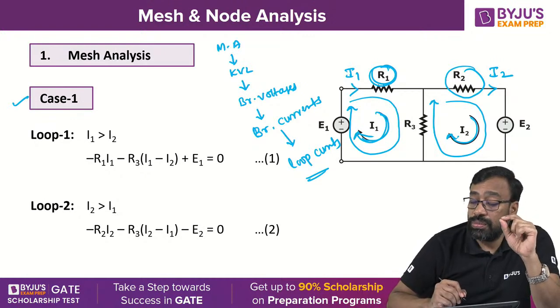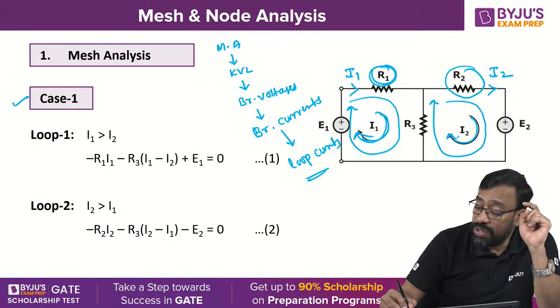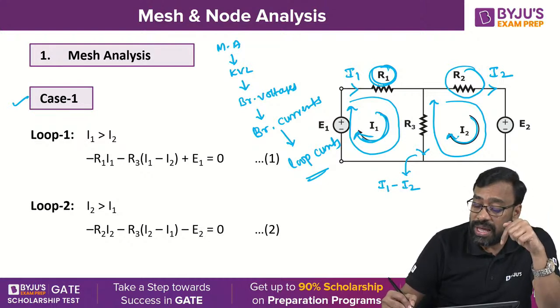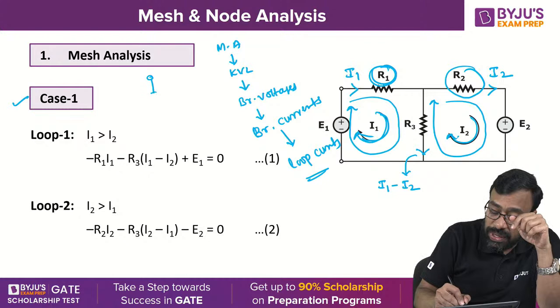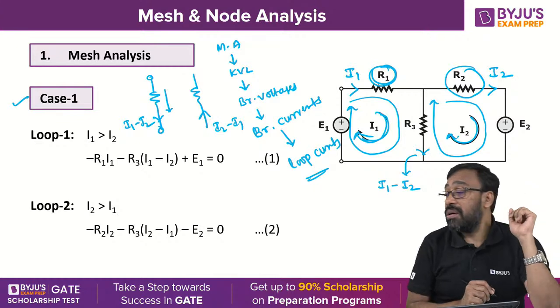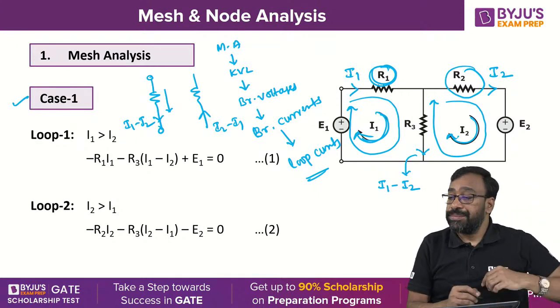R3 belongs to both the first loop and the second loop, therefore its branch current is the resultant of loop currents I1 and I2: I1 minus I2 in the downward direction. If I take the upward direction, then it is I2 minus I1. I hope you are following.